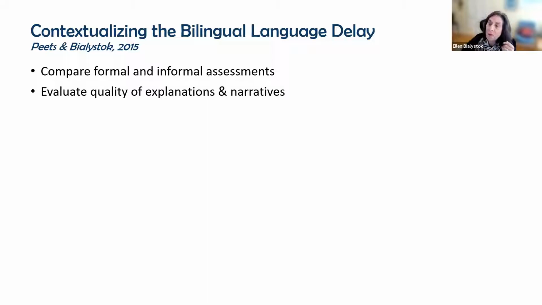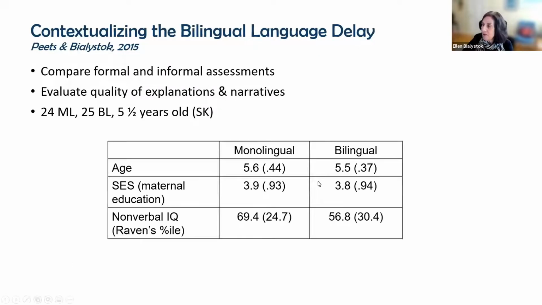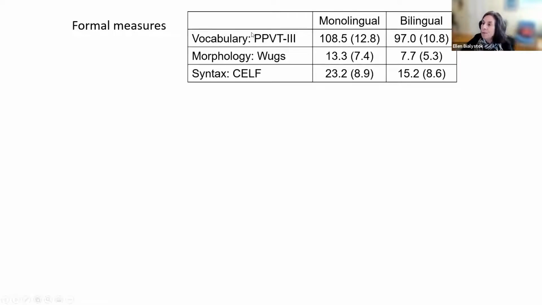And we evaluated the quality of their explanations and the quality of their narratives. We did this with 50 kids in kindergarten who were about 5 years old. Half of them were bilingual. So they're the same age, their parents have the same amount of education, and they have the same nonverbal IQ. Here's what we did. We gave them formal measures, that same PPVT vocabulary score, a formal morphology test, and a test of syntax.